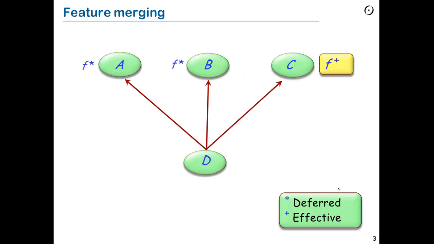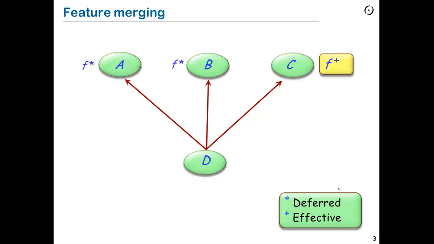So one thing that we can do is what is known as feature merging. Here, the rule is the one that I mentioned in the last lecture, which is that a name clash is okay if at most one of the clashing features is effective and all the others are deferred. So let's assume here that we have D, which inherits from A, B, and C, and all of these classes have a feature called F. We also have to assume that the signatures are the same, that is to say, they have the same number and types of arguments, otherwise we would really have a clash that we cannot reconcile.